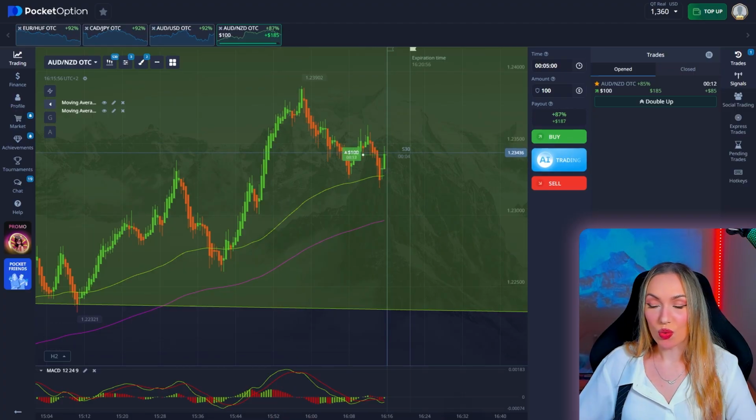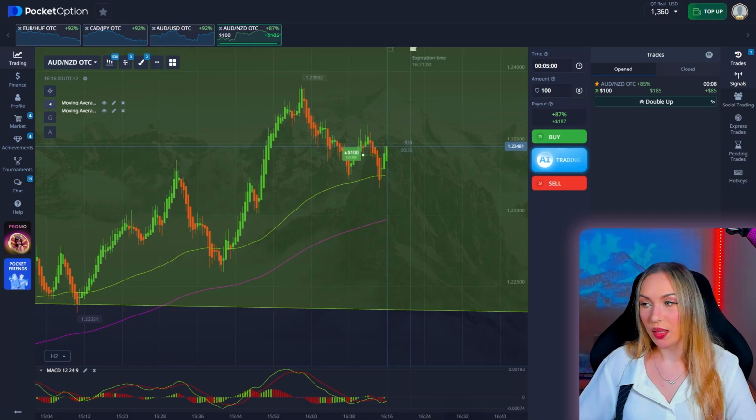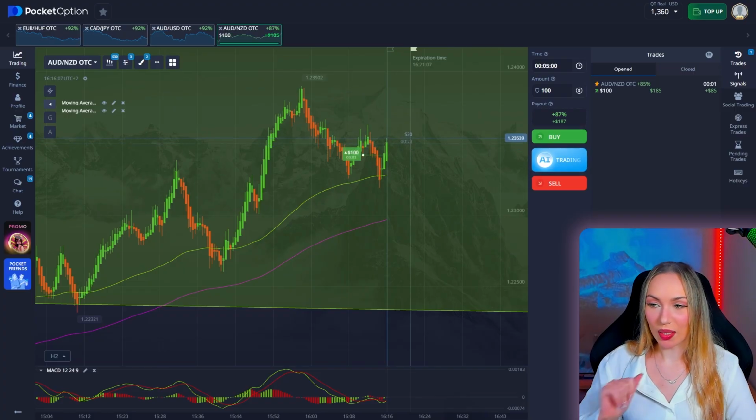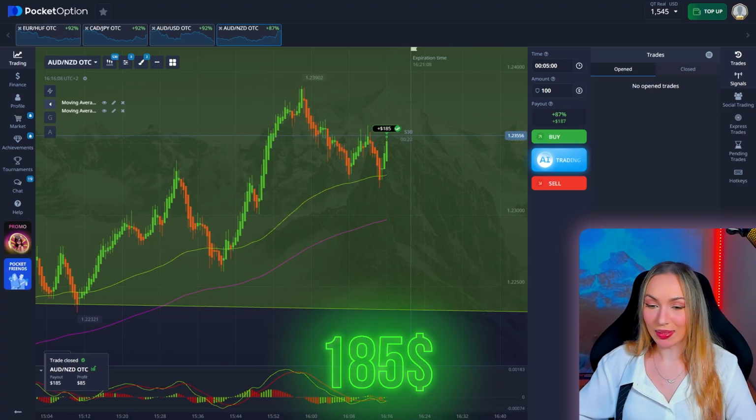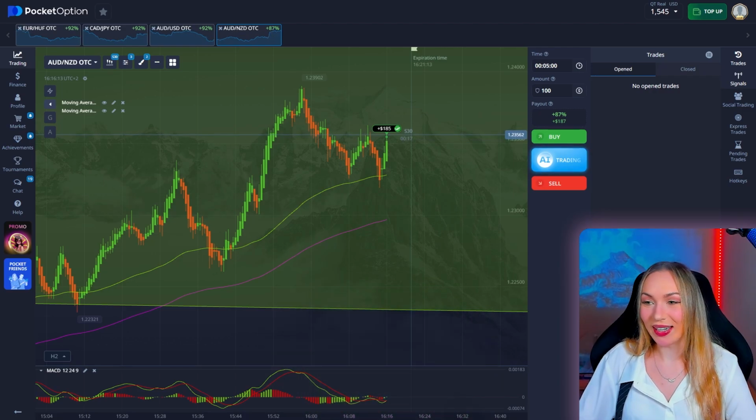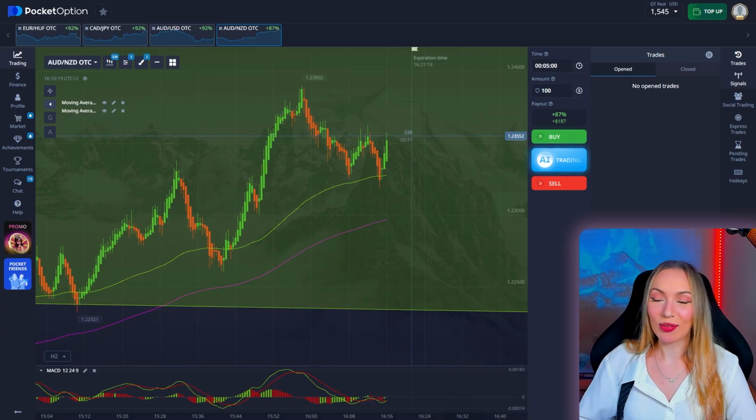Whoa, whoa, whoa, it went a little bit down and now it goes up. Probably 5 minutes wasn't enough, or maybe it was just enough, but maybe next time if I open again I would open for 6 minutes. But anyway, another profit and $85 are there. That was super nervous, but we got the profit and it's the most important thing.